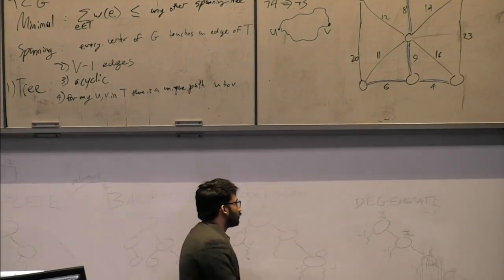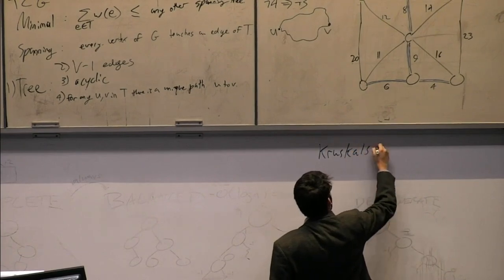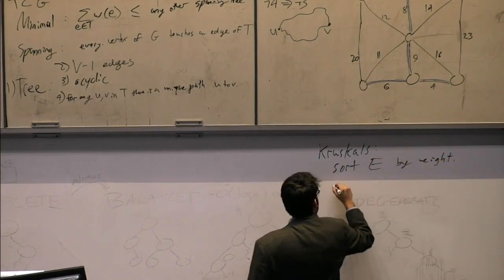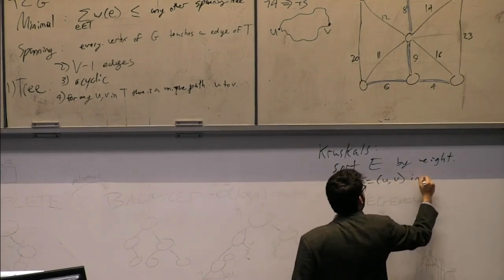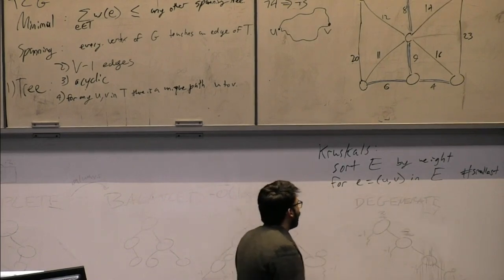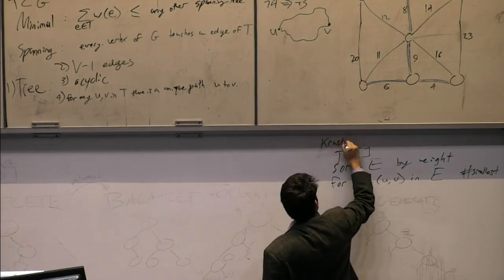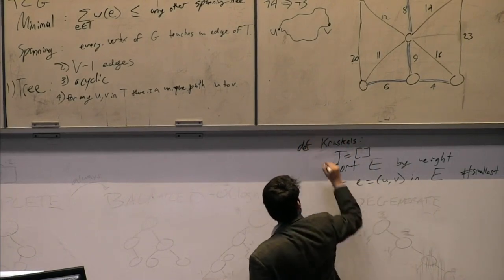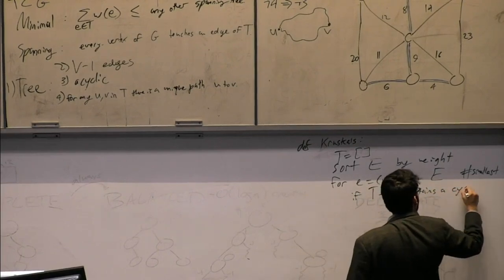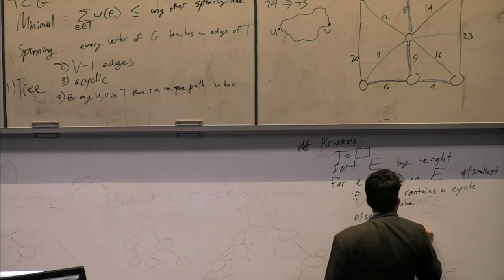So here's the trivial implementation of Kruskal's. Sort the edges of E by weight. For e equal to (u, v) in E, so you choose the smallest. You're going to look at the smallest edges first. And we'll say T takes on the empty set. If T plus e contains a cycle, continue. Else, T takes on T plus e.